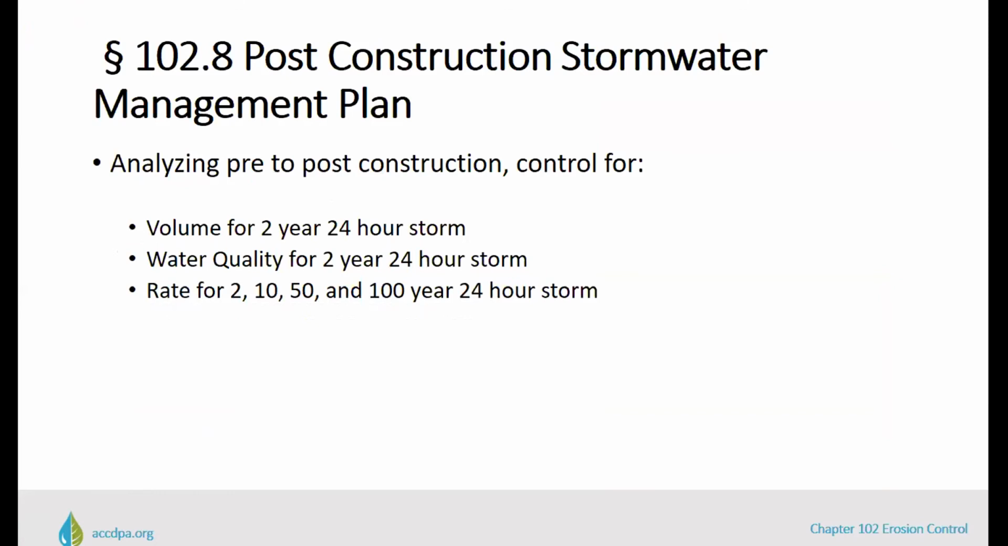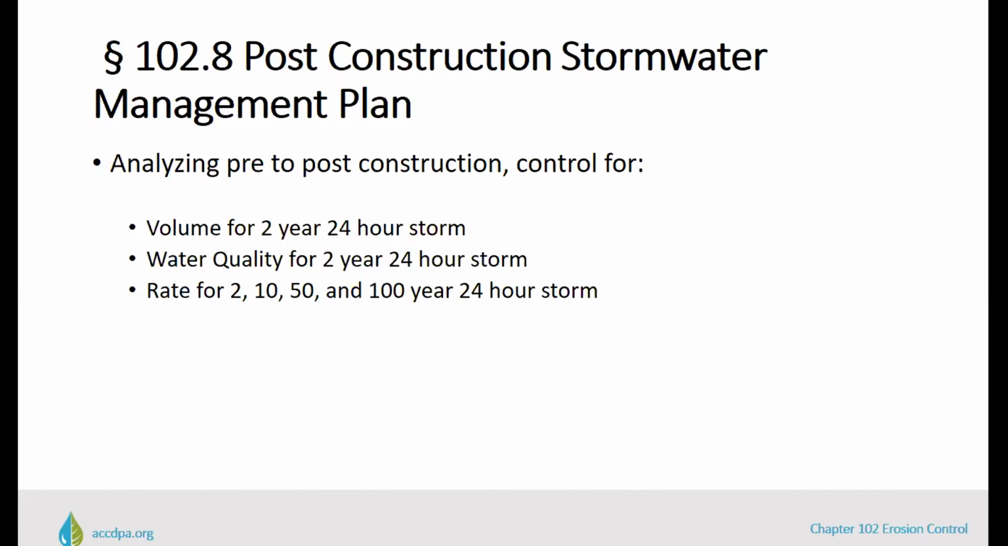PCSM plans under Chapter 102 control for changes in rate up to the 100-year storm, volume and water quality for the 2-year 24-hour storm, comparing pre and post development. They have to manage the change pre to post development. There cannot be an increase in rate or volume under these parameters. The regulations require that 20% of any impervious areas to be disturbed are considered meadow in good condition for the pre-development analysis. This conservative modifier results in more strict controls for stormwater, including volume and water quality.